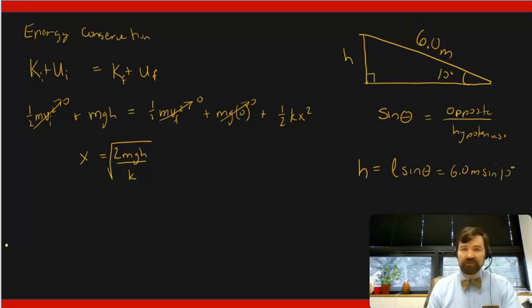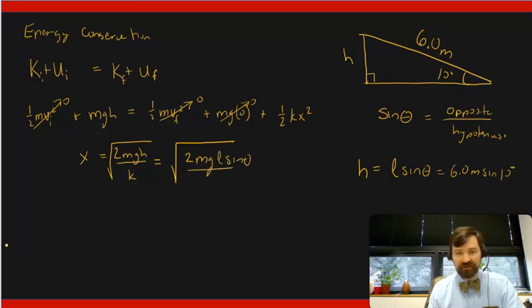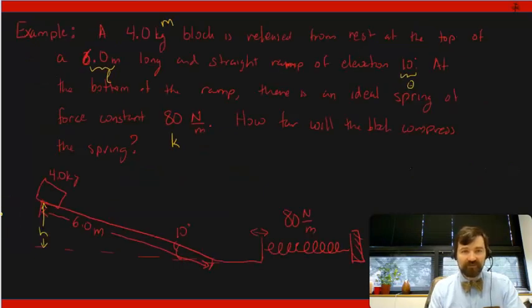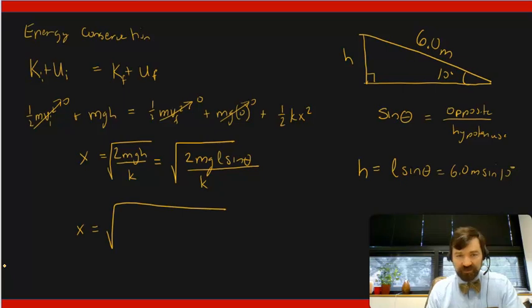So you could calculate what that is. You could also just plug it in over here. So this becomes the square root of 2mgL sine theta divided by spring constant k. Okay, and now we can plug some numbers into our equation. Again, we have all the numbers. We have an m, we have an L, we have a k, we have a theta. g is 9.8 meters per second squared.